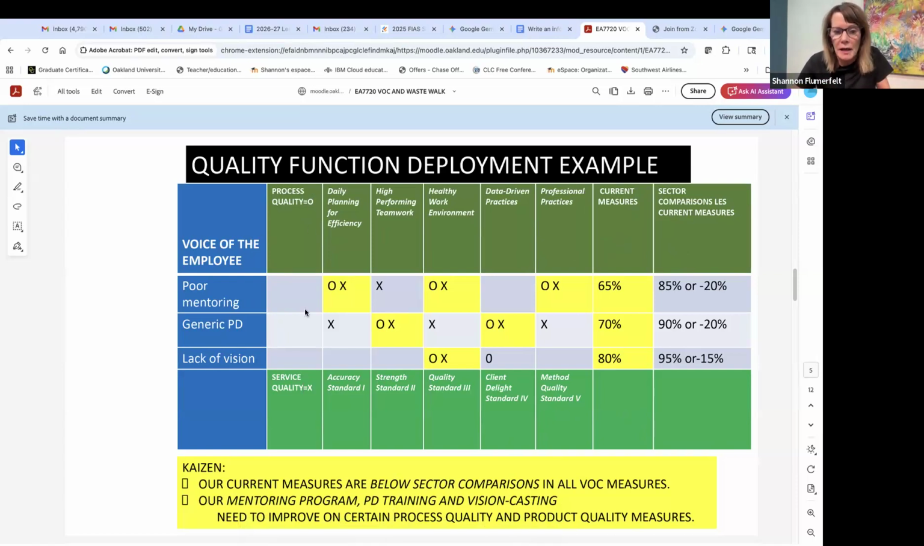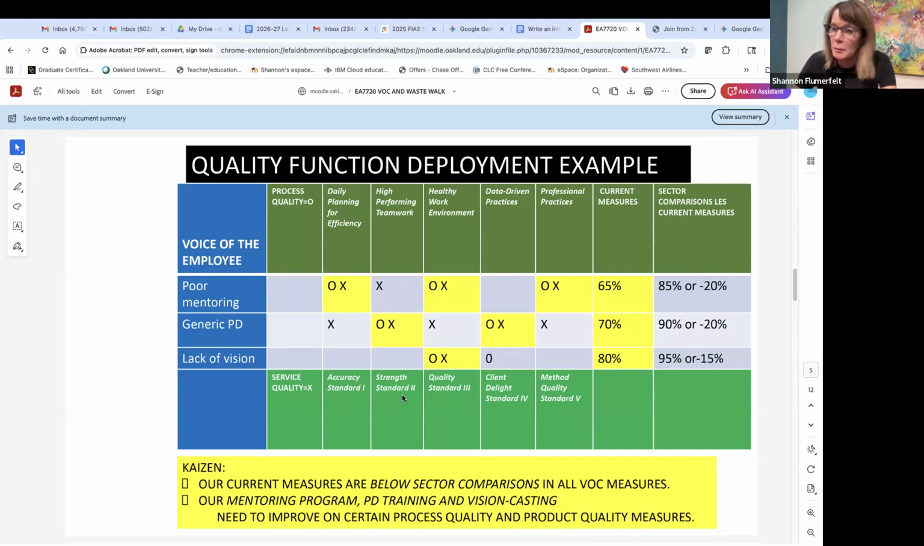We're going to do an X and an O here, so you can see. For mentoring, we need mentoring on daily planning for efficiency, and we need mentoring for a healthy work environment and professional practices. We need the same for the service quality. So we've got all those same three, plus for the service quality we see that the strength of the standard is lacking around poor mentoring. So better mentoring would help solve this problem.